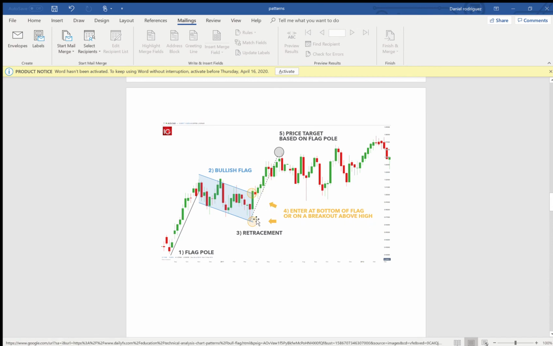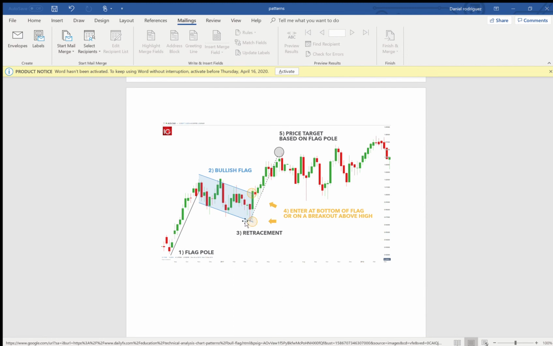So you can choose to enter right here or right here, to see if it's going to break out from the previous high. Well, I'll talk to you in a little bit about that. Personally, I like to enter right here, because if it doesn't break resistance, I can still get out on a profit.